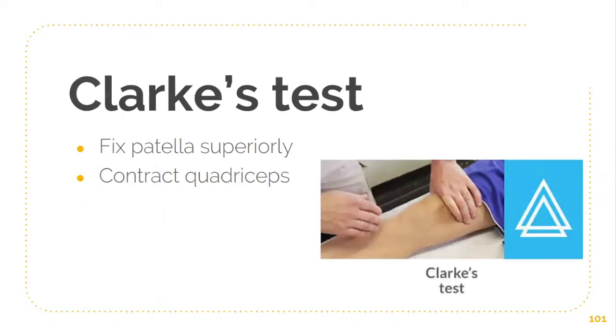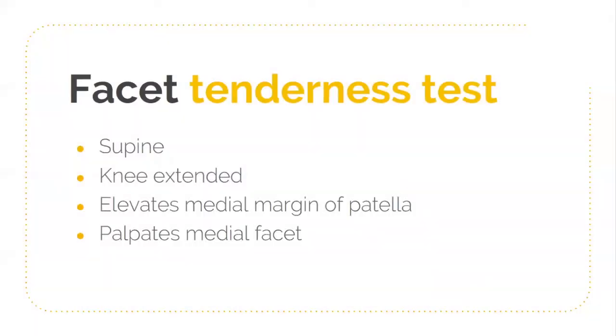The most important test in chondromalacia patella is Clark's test. Fix the superior margin of the patella using the web space between thumb and index finger and ask the patient to contract the quadriceps. Whenever the quadriceps is contracted, the patella will move proximally, which is resisted by the examiner's web space, and this causes pain in chondromalacia patella. This is the typical clinical examination used for chondromalacia patella.